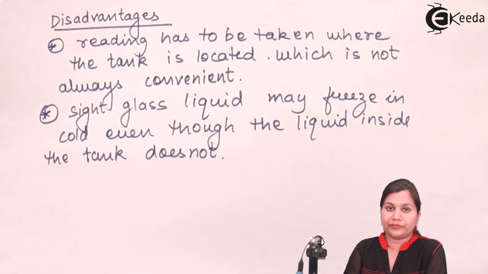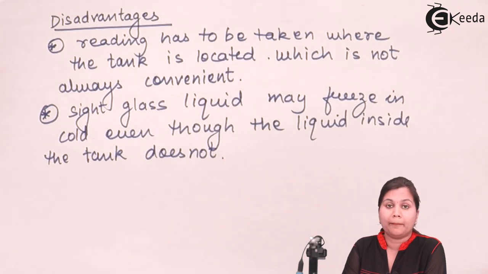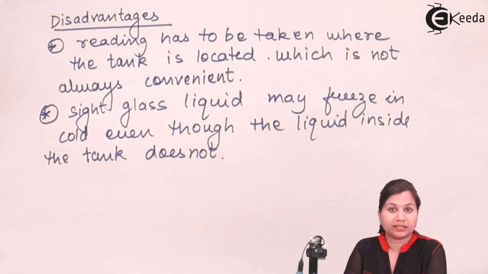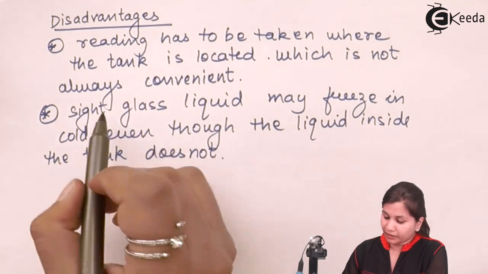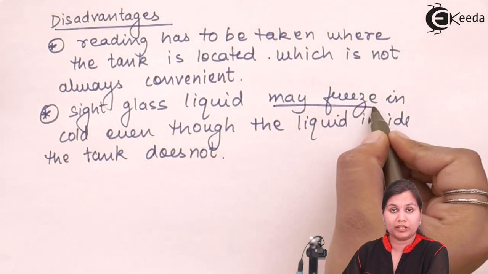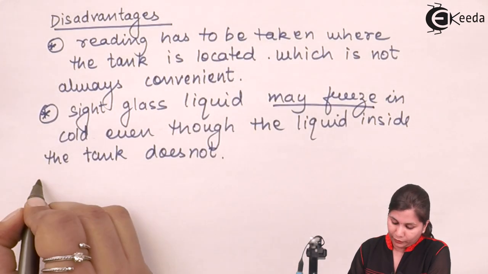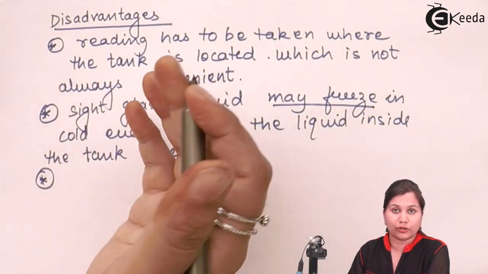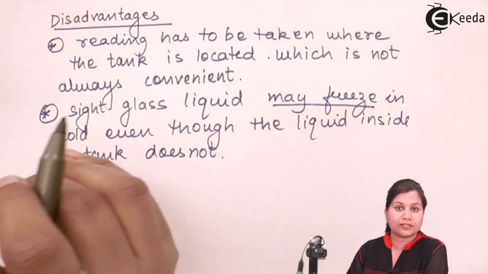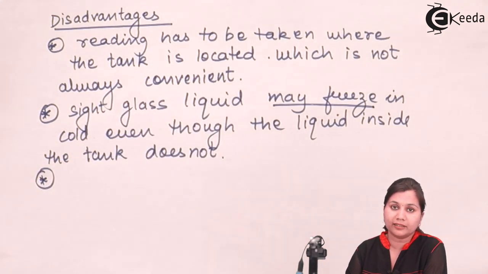Now in cold weather conditions, it may happen that the liquid in the side glass tube may freeze, but the liquid which is present in the tank does not freeze. So in those conditions, this method gives us an error in the readings. So there are conditions in which the liquid may freeze in the side glass but not in the tank. That is also a disadvantage of this method, that in this case it is going to give us an error in the readings.